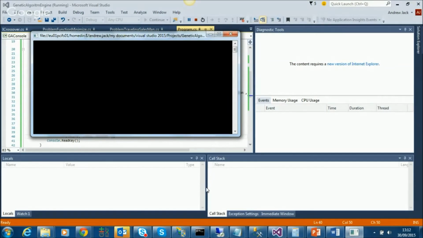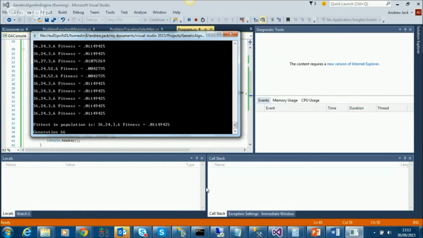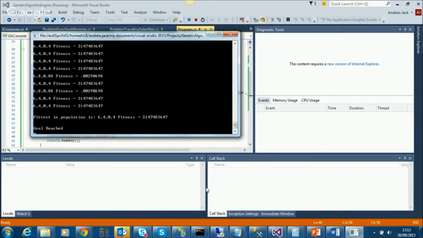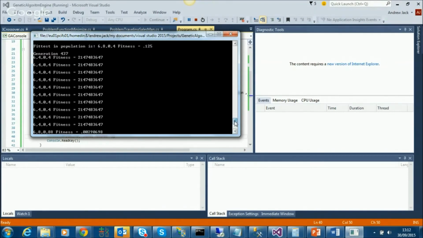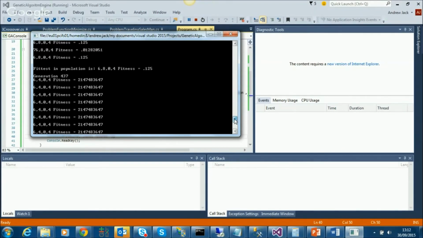Okay, let's let it run. So it's running and it's found a solution. How many generations did we take to find a solution there? We took 437 generations of 15 chromosomes.